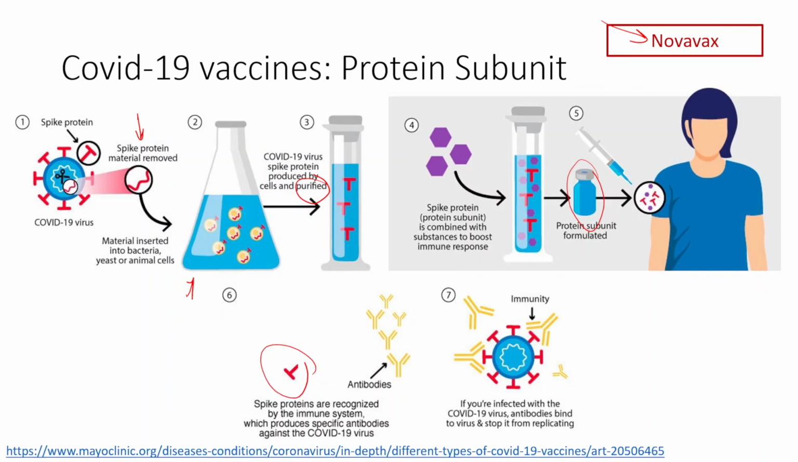So those are the three main types of COVID-19 vaccines approved here in the US. In other countries, there are other types. There are a lot of different types of vaccines around, but we're just going to focus on those three for the purposes of this class.